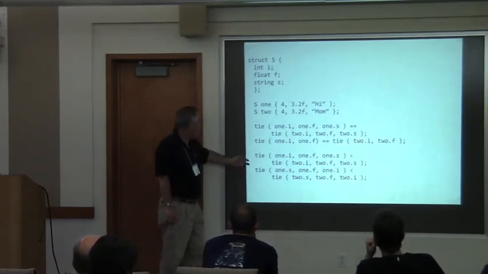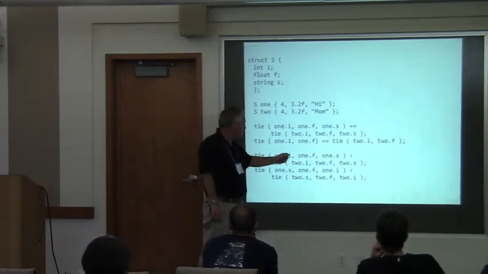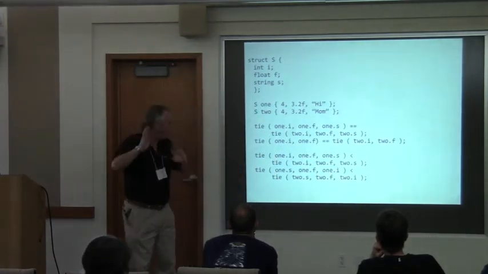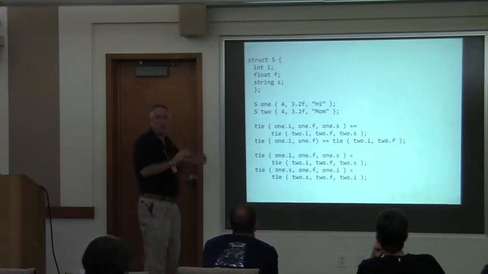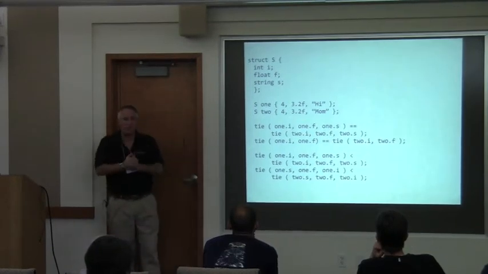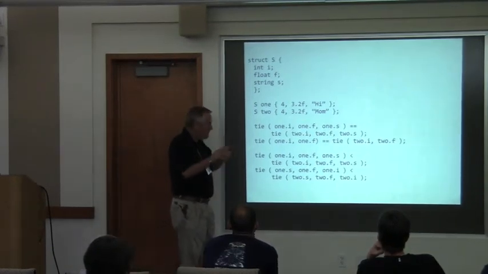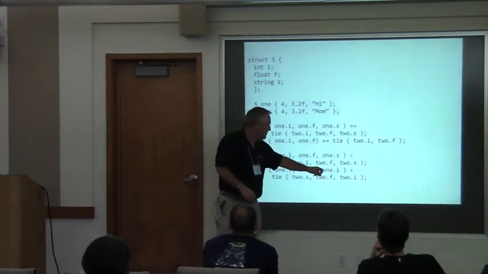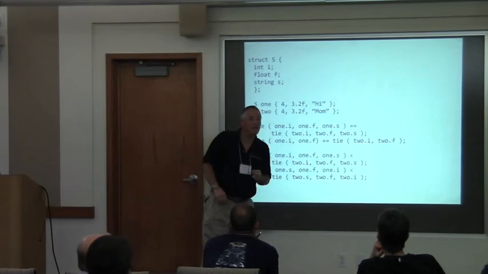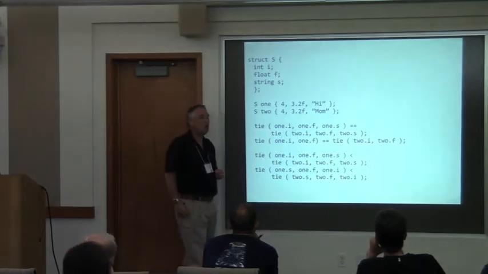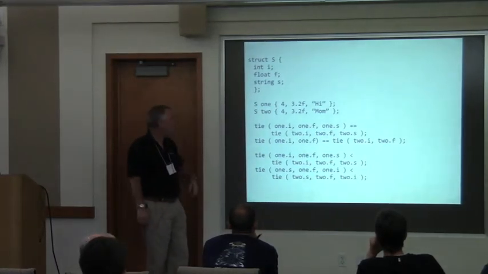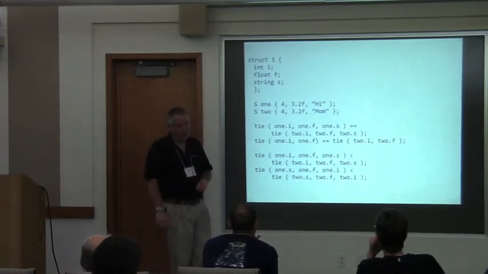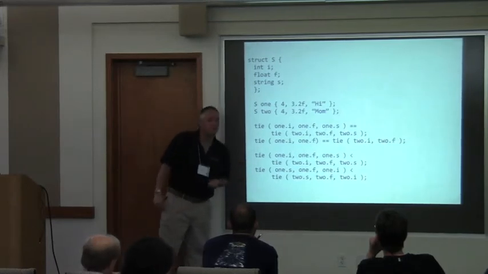You want to do lexicographic compare? Here's one that says we compare I's, then F's, then S's. But you say, no. It's the string that's the most important thing. If the strings are different, that's what I want to check first. Well, fine. One S, one F, one I, S, F, I. You can choose the order that you're comparing. This is a great little shortcut when you don't want to actually write up a whole comparison function, because this does exactly what you want.